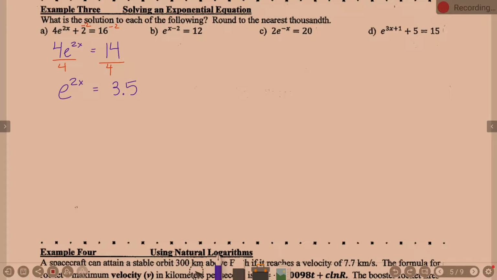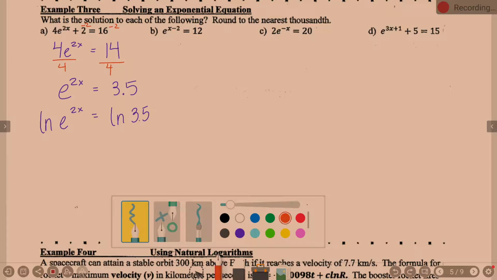Instead of log, because this is base e, we're going to do ln. We're going to use a natural log. It'll make the problem a little bit easier. So I'm going to say the natural log of e to the 2x is equal to the natural log of 3.5. Now, the reason I use natural log: what is the base of natural log? It's e.